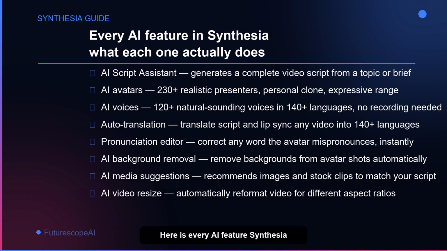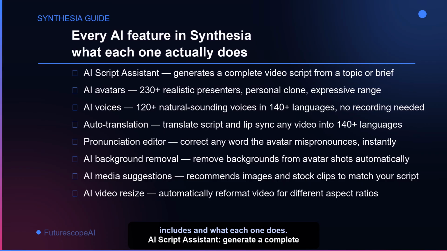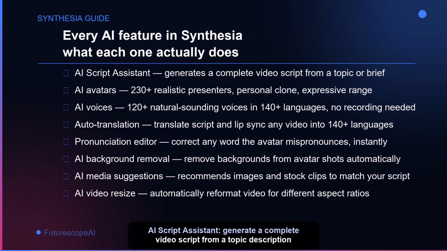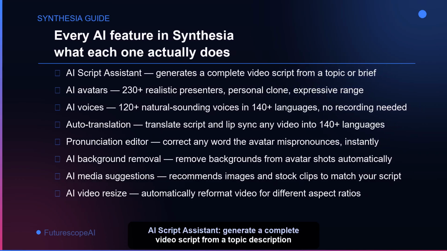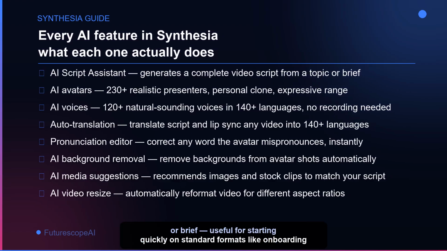Here is every AI feature Synthesia includes and what each one does. AI Script Assistant: generate a complete video script from a topic description or brief, useful for starting quickly on standard formats like onboarding or compliance. AI Avatars: the core feature, 230 plus stock presenters, personal face and voice cloning, and expressive avatar variants.